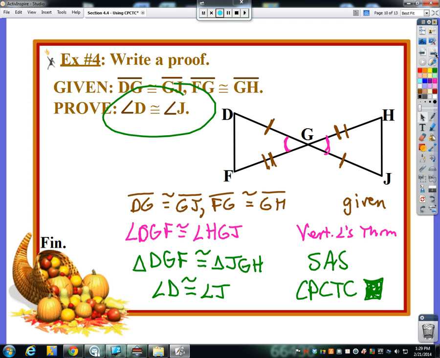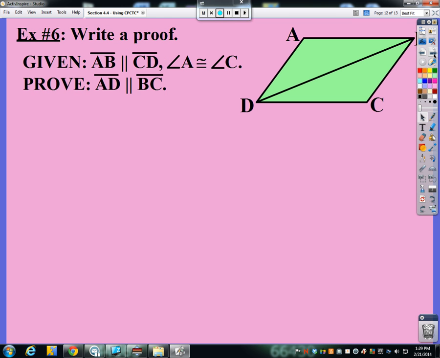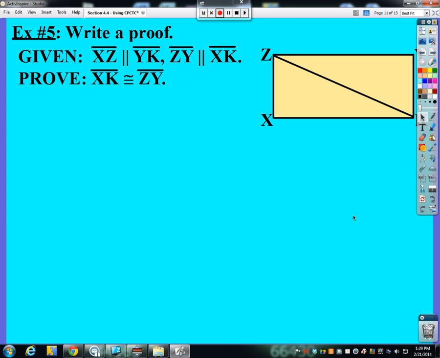Tomorrow, or the next day in class, we will discuss examples 5 and 6 here. If you want to try them out on your own, get a little jump start, see if you can figure it out on your own. If not, we'll do them together in class. So that's all for video 4.